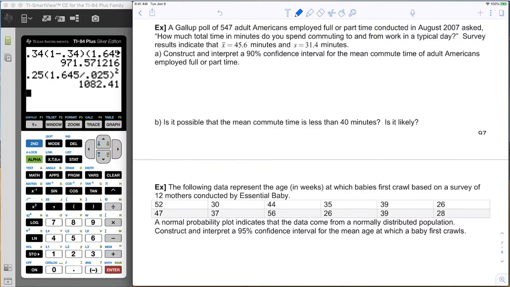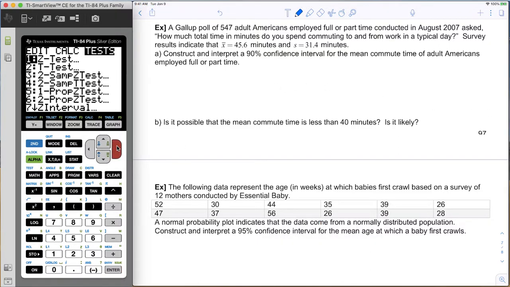So it says, construct and interpret a 90% confidence interval for the mean commute time of adult Americans employed full or part-time. So to construct this, we will go to Stat, Tests, and scroll down to number 8, t-interval.